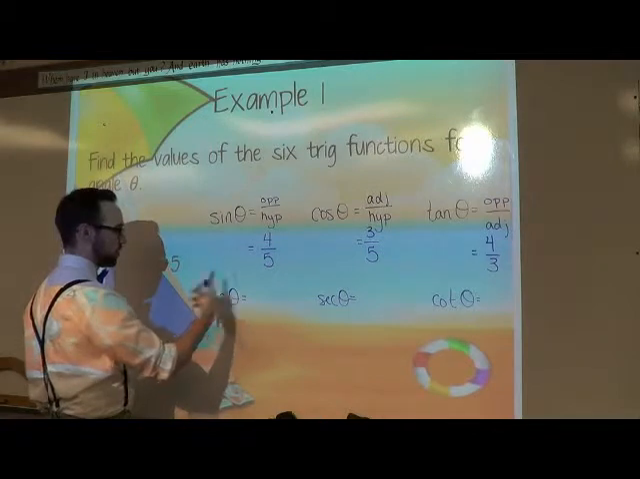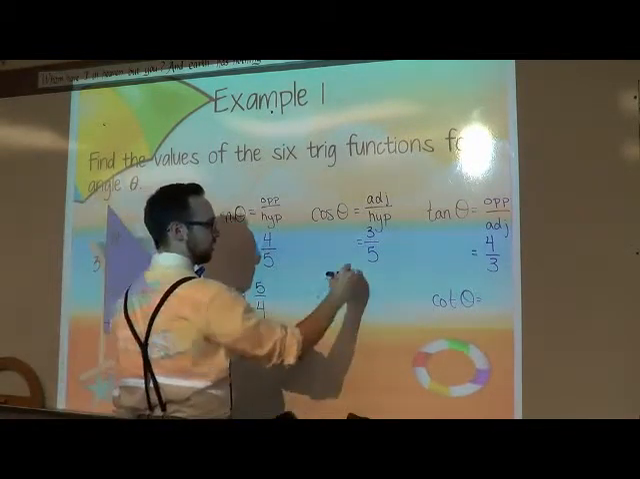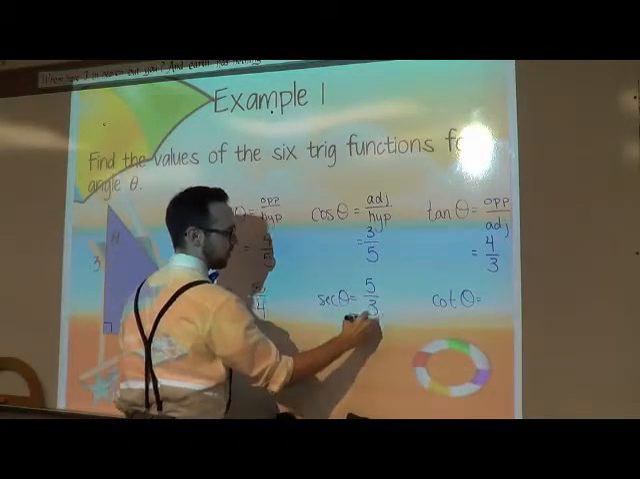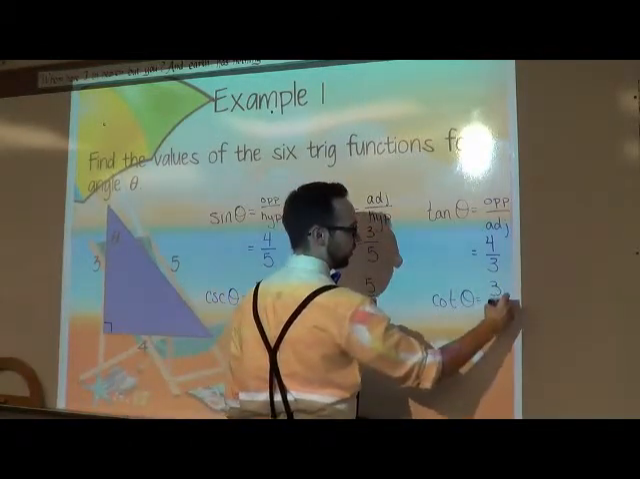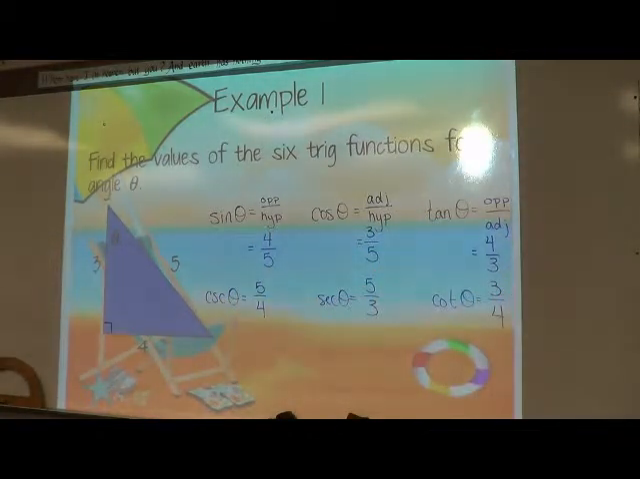Now these ones are all just reciprocals. So cosecant would then be 5 over 4. Secant is 5 over 3. And cotangent is 3 over 4. So once you have the sine, cosine, tangent, it's easy to find the cosecant, secant, and cotangent. And I'm hoping you've done some of this with sine, cosine, and tangent last year in geometry.